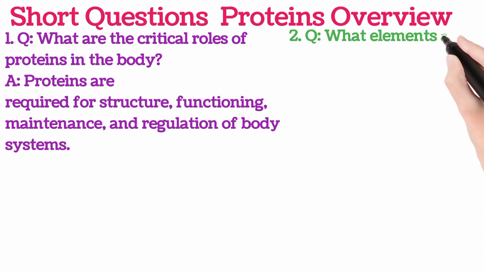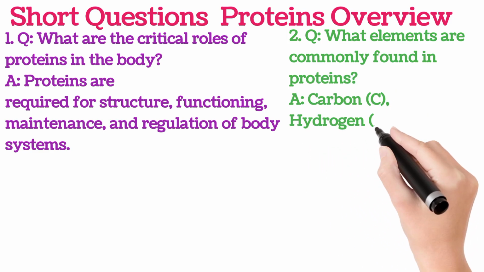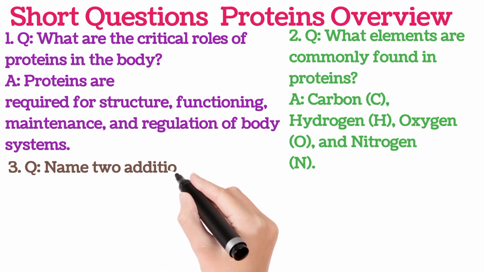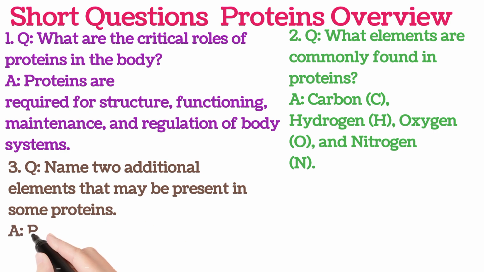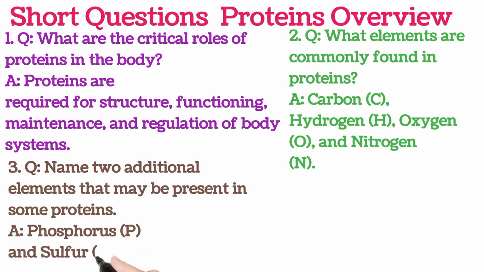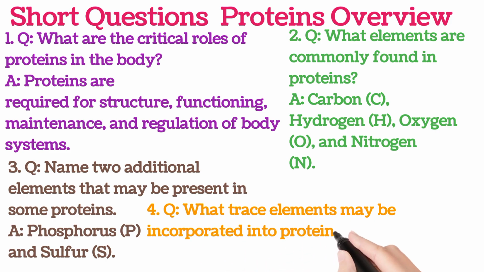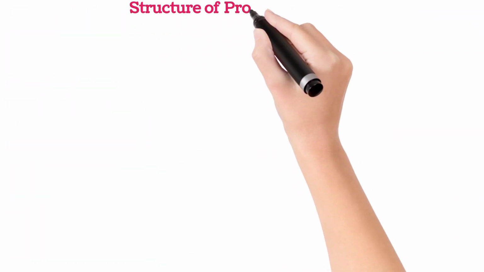2. What elements are commonly found in proteins? Carbon, hydrogen, oxygen, and nitrogen. 3. Name 2 additional elements that may be present in some proteins. Phosphorus and sulfur. 4. What trace elements may be incorporated into proteins? Iron, iodine, and magnesium.